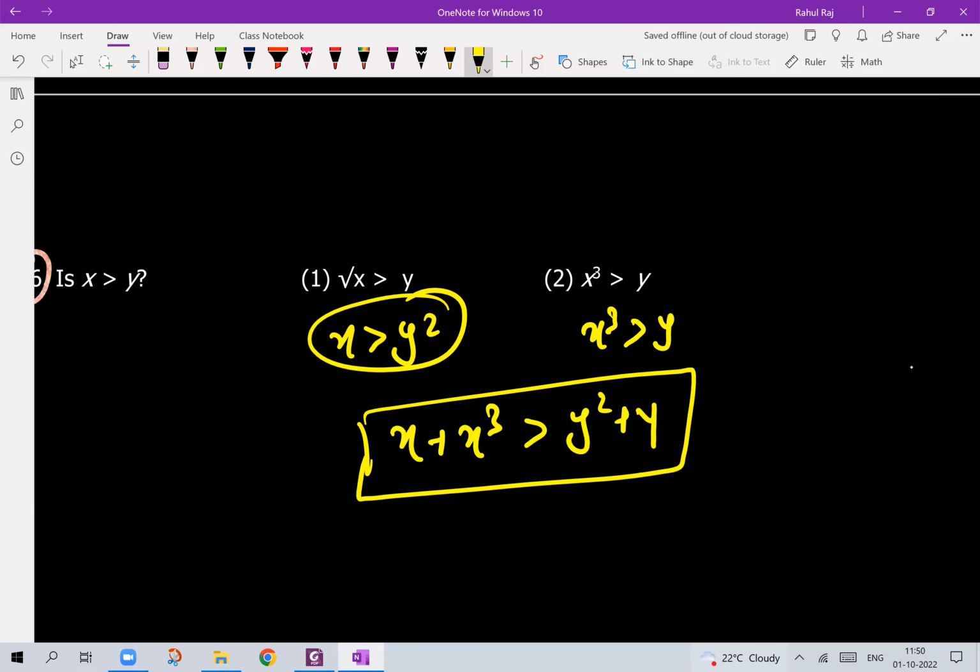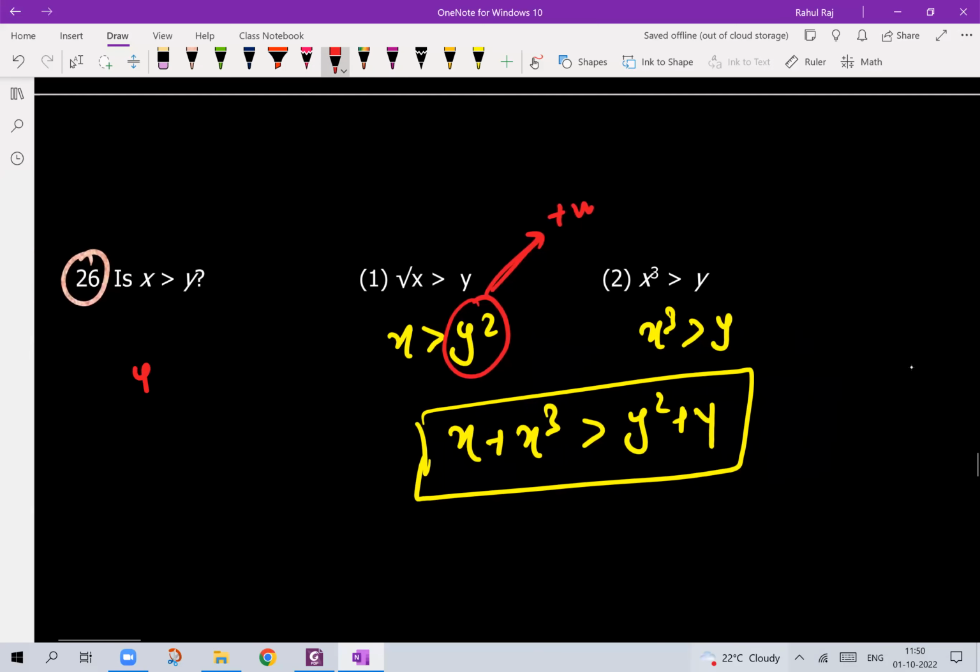Now tell me, y square is what? I'm just telling you the logic. Y square is what? I'm not talking about y. Please be sure I'm talking about y square. Y square is some positive number, right? Imagine y square could be what all numbers? It can be 2 square, that is 4. It can be 3 square, that is 9. It can be 4 square, that is 16. It can be 5 square, that is 25. These are the values of y square. Agreed? Any doubt? It says x is greater than y square.